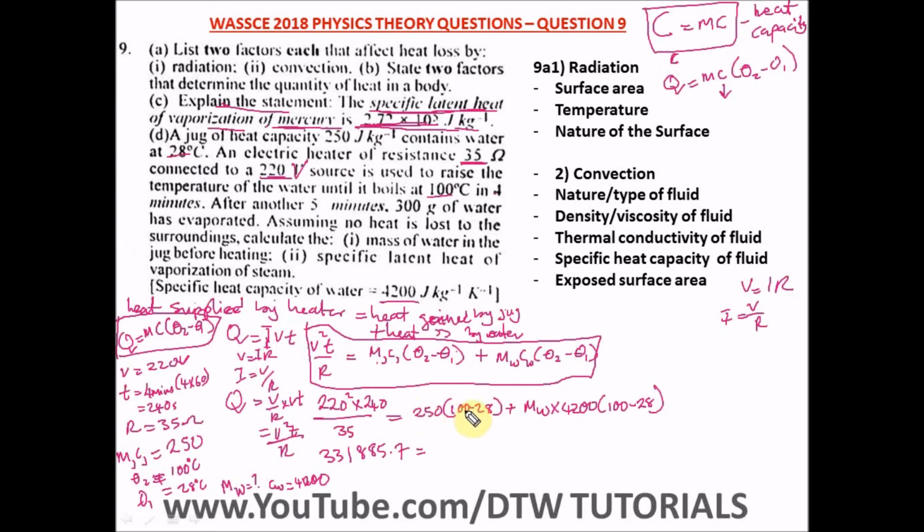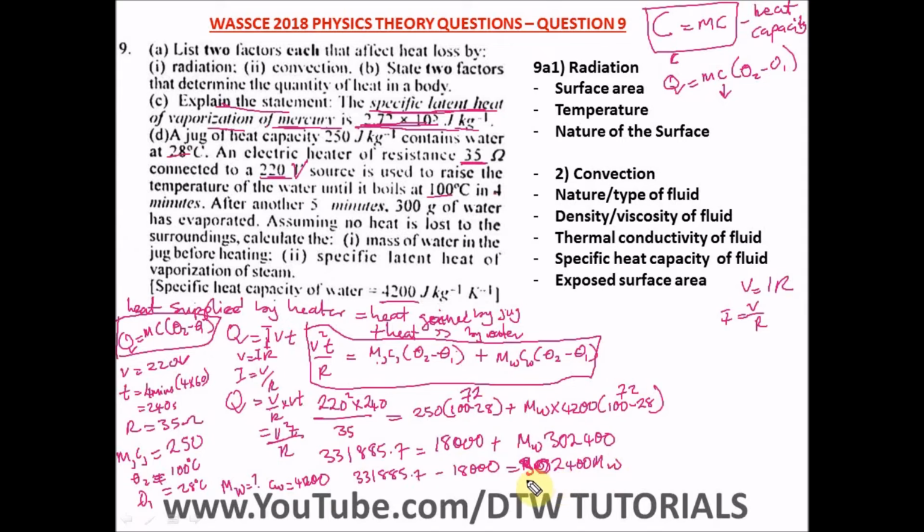Okay, 250, 100 minus 28 will give us 72. 250 times this will give us 18,000, plus we have our MW, what we're looking for, and this is 72. So this times this will give us 302,400. Okay, so from here what do we do? We take this 18,000 here and we subtract, so we have 331,885.7 minus 18,000 equal to MW times this, which will be 302,400 MW. That's our mass of water.